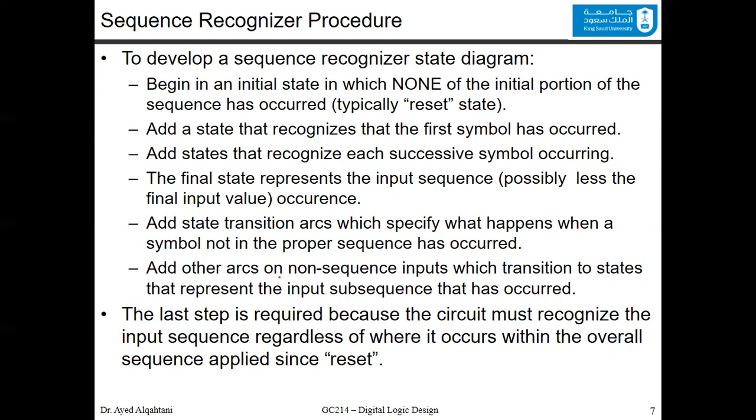And then we add other arcs on the non-sequence input, which transition to a state that represents the input subsequence that has occurred. The last step is required because the circuit must recognize the input sequence regardless of where it occurs within the overall sequence applied since the starting reset. To explain those steps slowly, we will have an example sequence, and we will try to recognize this sequence step by step until we generate the full state diagram.